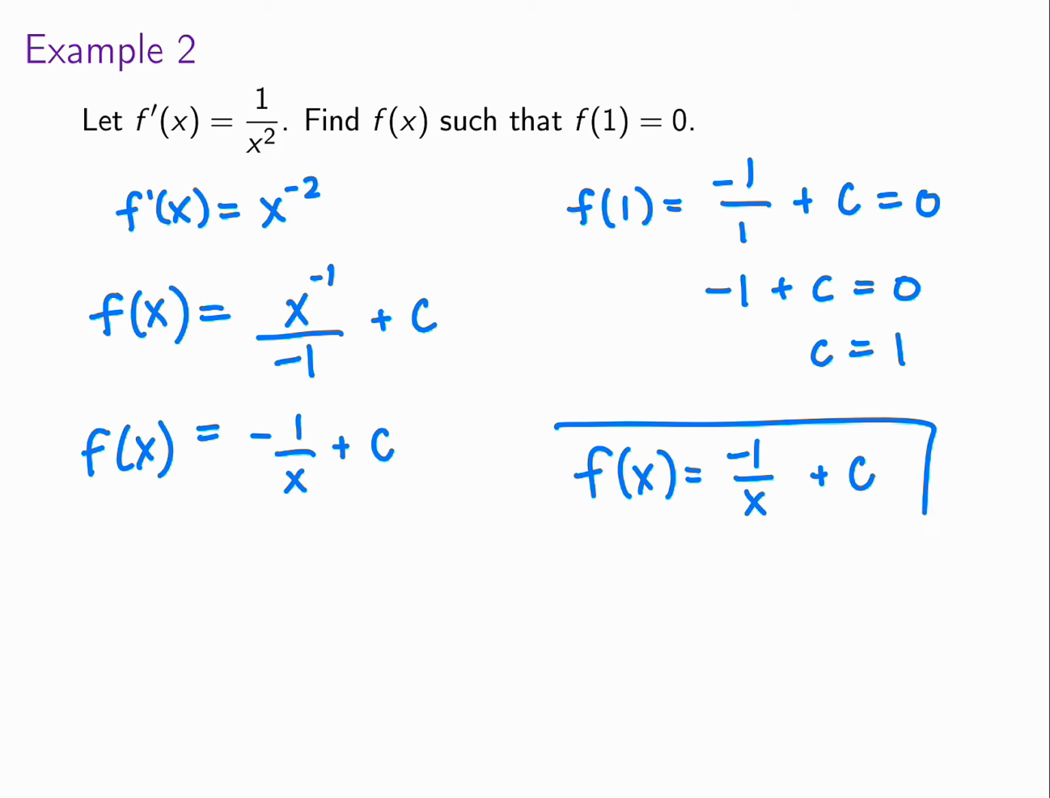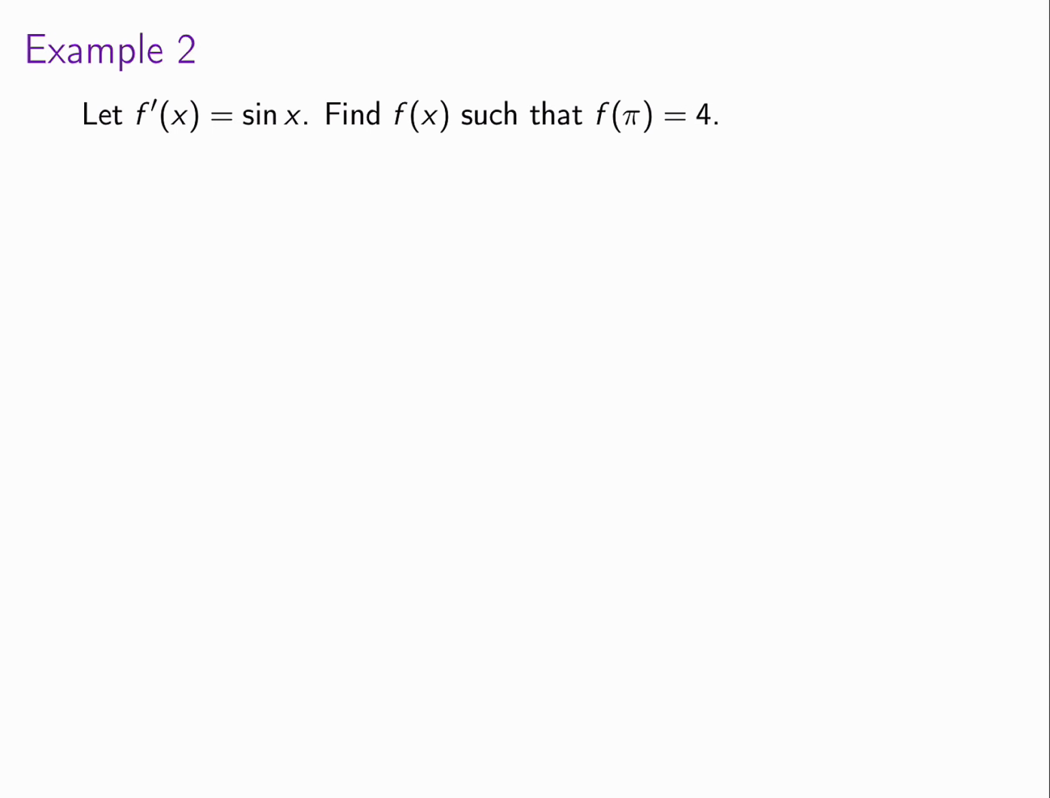All right, let's do one more. That should be example 3. Forgot to change it. Now we have a derivative, f prime of x is sine of x, and we want to find the antiderivative, f of x, specifically such that f of pi gives us a 4.